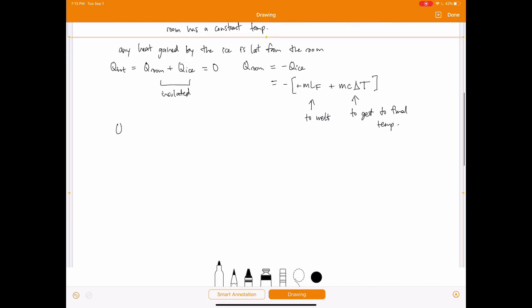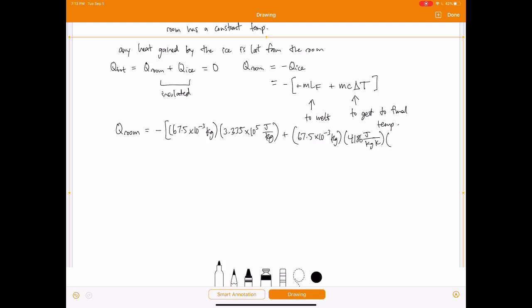Okay, so Q room then is equal to minus the mass of the ice, which is 67.5 times 10 to the minus 3 kilograms. The latent heat is 3.335 times 10 to the 5 joules per kilogram. And then M C delta T is 67.5 times 10 to the minus 3 kilograms for the mass. Now we have liquid water, so the specific heat is 4,186 after melting, joules per kilogram Kelvin.